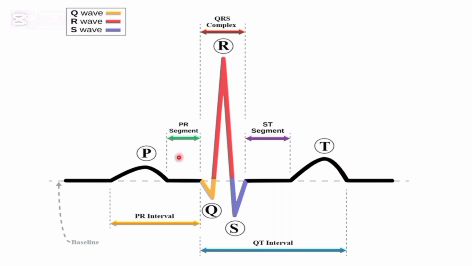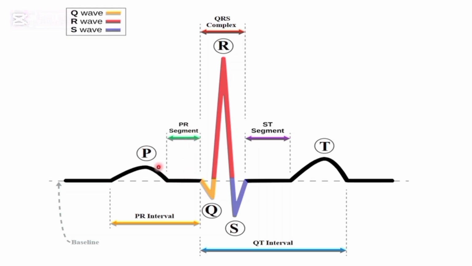Apart from that, you also have to know the segments, the PR segment and the ST segment. The ST segment is very common. You know the ST segment elevation, the ST segment depression. Just like I've explained in hypokalemia, we tend to have the ST segment depression. We may also have the ST segment elevation in the MIs. So you have to know the segments, the PR segment, the distance from here to here. This one here, the green, represents the PR segment.